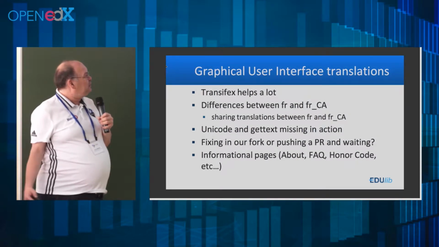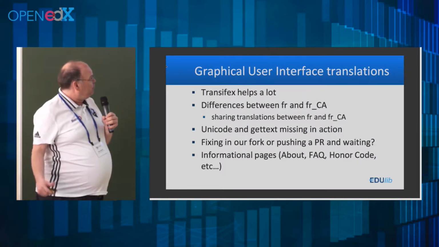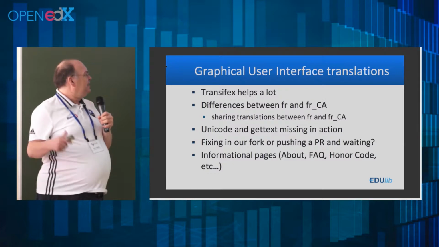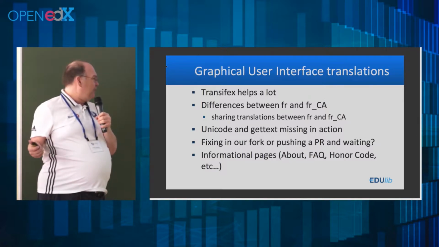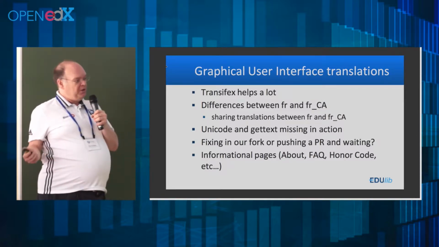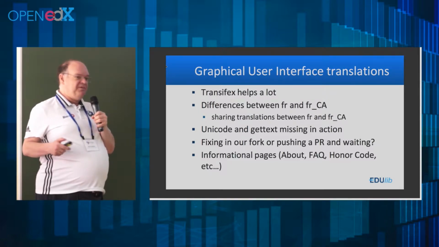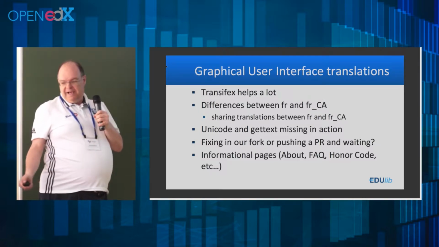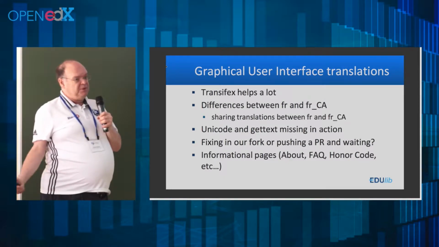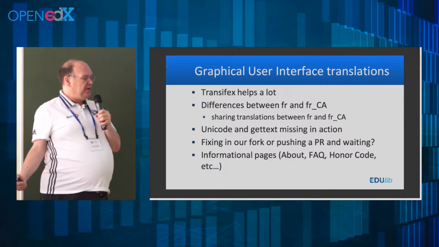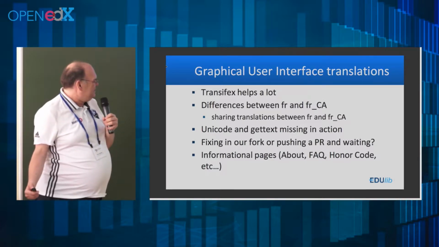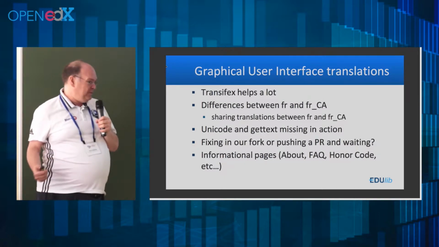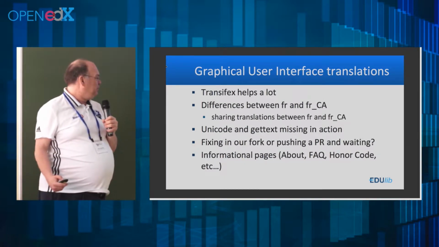But if you want to have French, then you run into examples where you need to use Transifex for the translations, and you need to share translations between FR and FR Canadian because there are differences in some technical terms. There are problems with Unicode, for example, because if you have a piece of text with accented characters, then sometimes the code doesn't support Unicode. So I contributed a lot of PRs over the years. And then you have to decide, do you fix it only in your fork or do you push it to the main code?